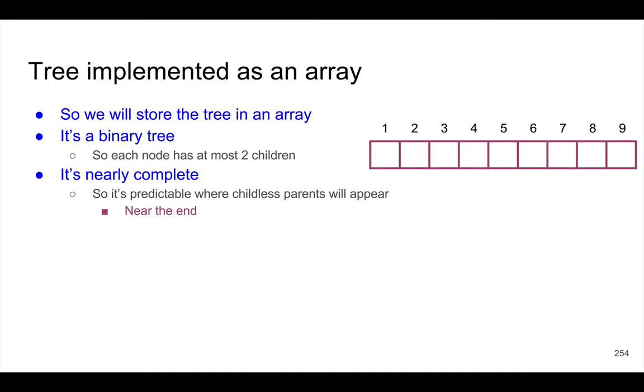Okay, so it's a binary tree, which means every node has at most 2 children. Some nodes have no children, like the leaves. Some nodes in a binary tree just have 1 child so far, but could fill in later with another child.